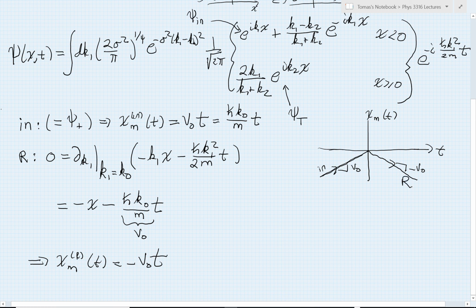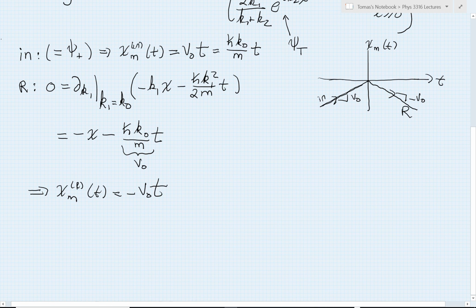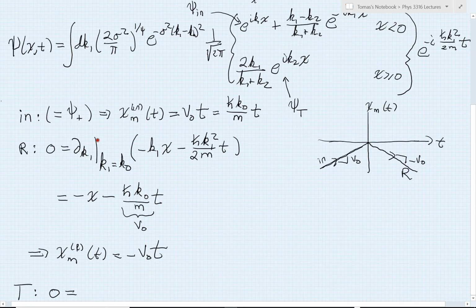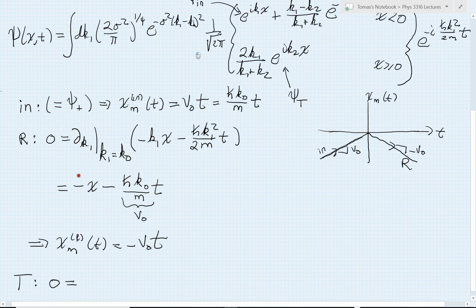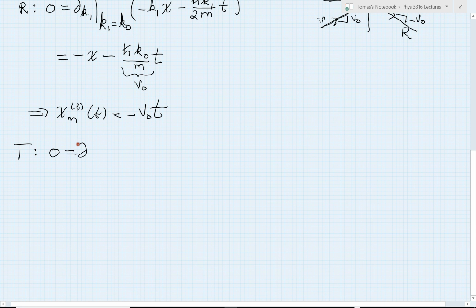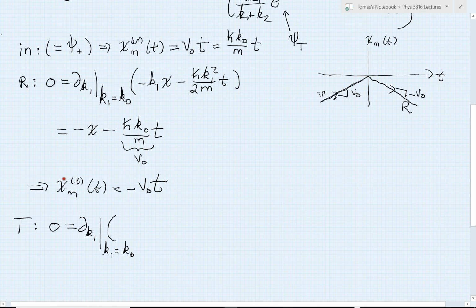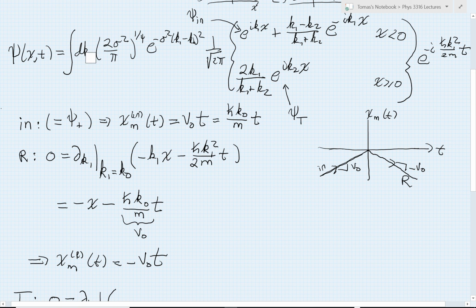Finally, we can look at the transmitted packet. And this story will be just a little bit different, so let's go a little bit slowly. Once again, I will be using stationary phase. Once again, I have this sharp peak at K naught. So I will be taking the derivative, and I want the phase to be stationary at K1 equals K naught. It's still the phase with respect to K1, simply because K1 is how I'm constructing my superposition.